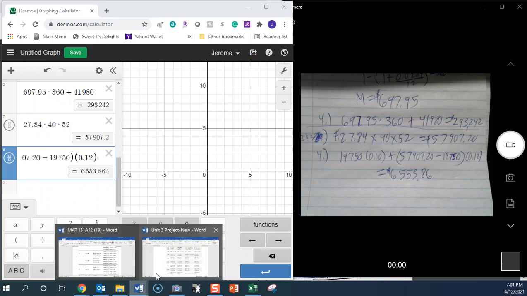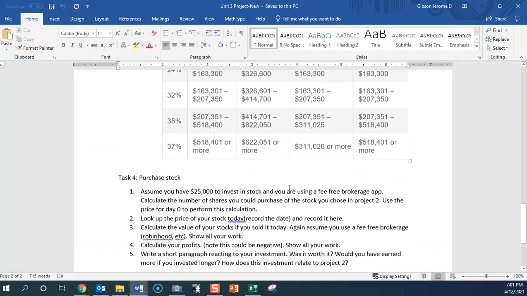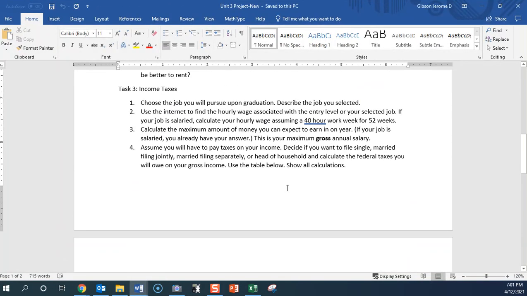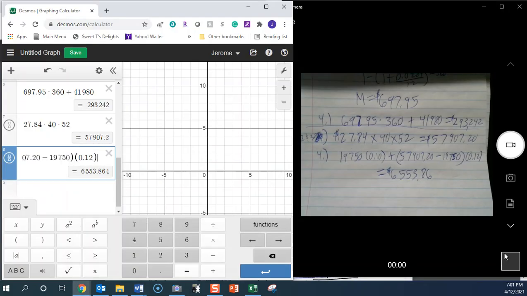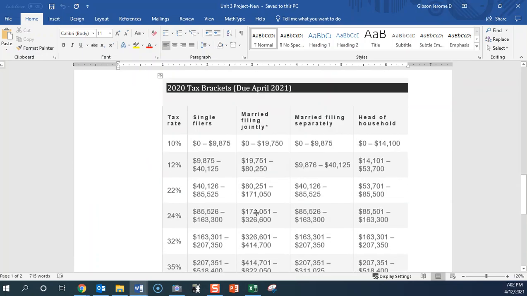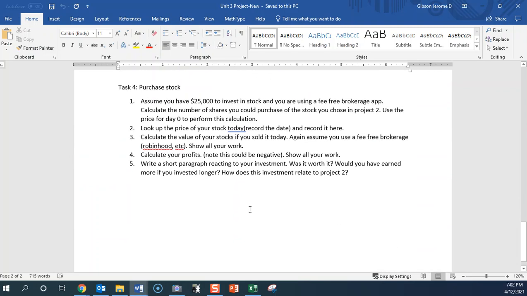Now, we go back here. They ask for anything else. Let me see. Yeah, it just tells us to put the federal tax we will owe on our income. So that'll be the $6,553.86. So we're done with task 3. Now we're going to go on to task 4, which was the last task.